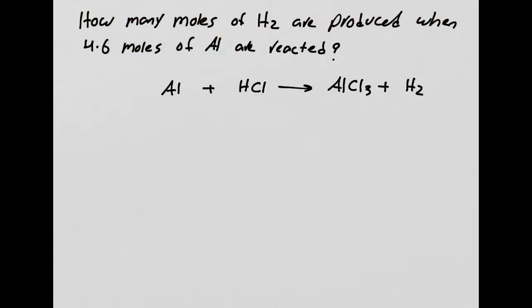Okay, here's the next problem. I give you an equation. Before you even read the question, let's balance this out, right? You know you always have to balance it. So I have one aluminum, one aluminum, one Cl, 3 Cl.